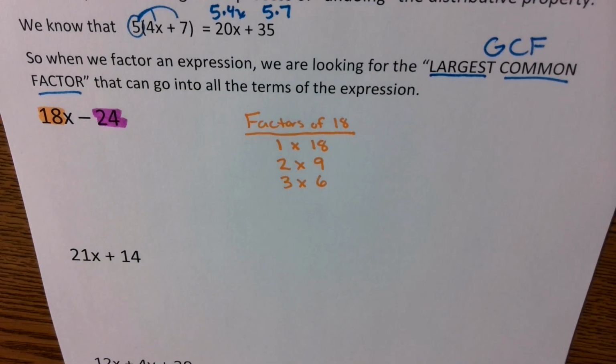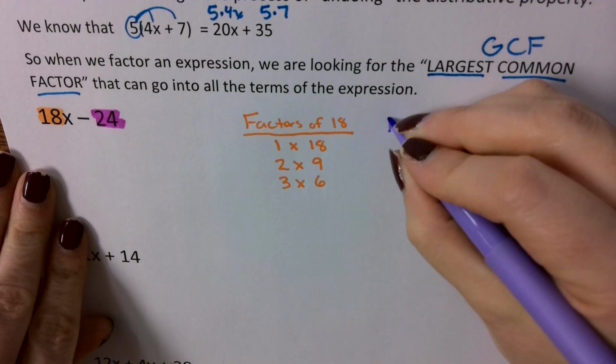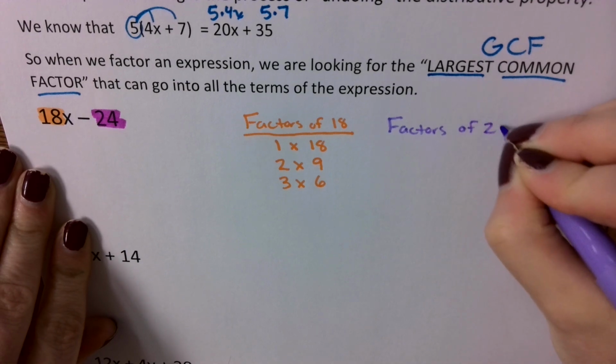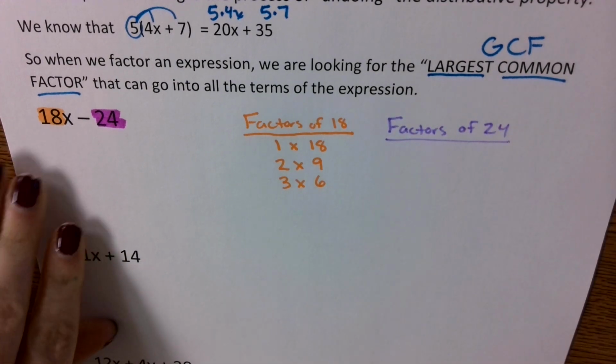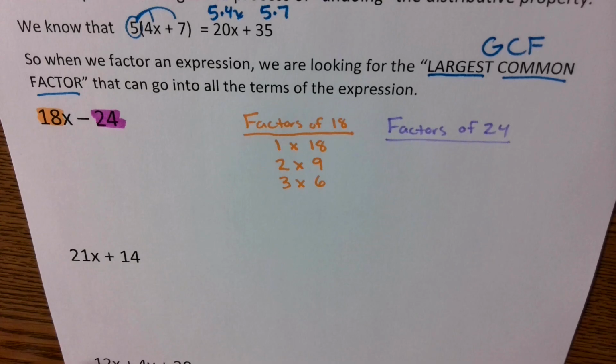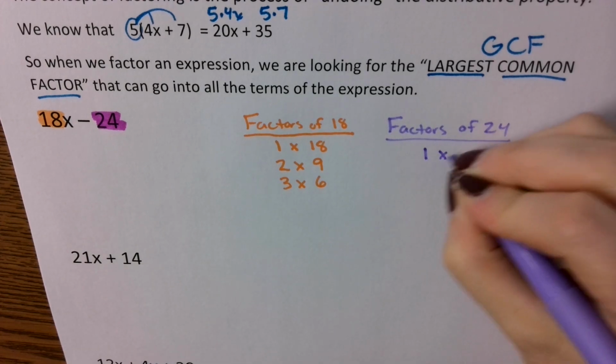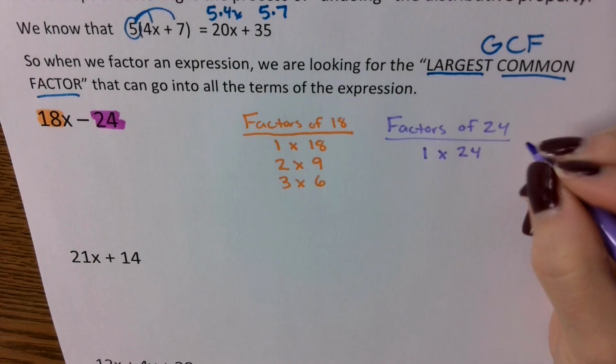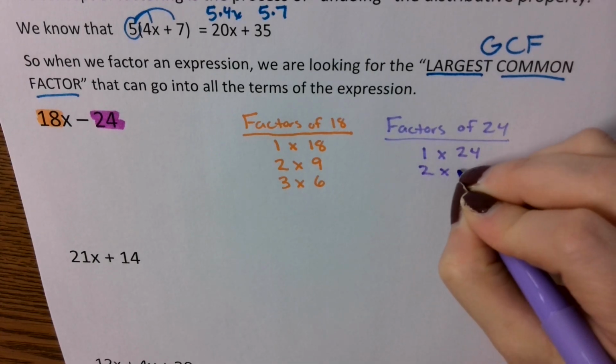I have another number, though. I've got 24. I want to list all of the factors of 24 now. So again, we start with the smallest always. We always go with 1 times 24. 2 times 12. Good.